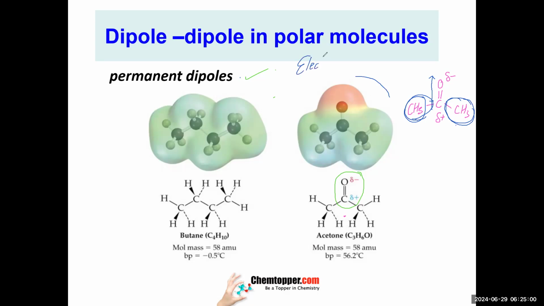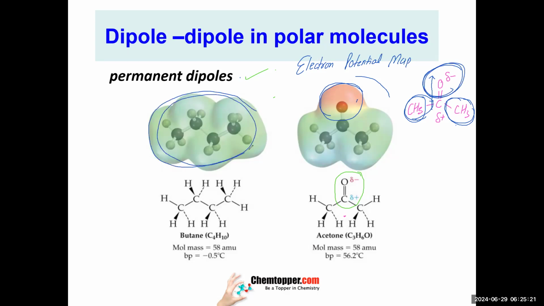And the molecule will appear, these are called electron potential maps. Nowadays in the books, they show these kinds of maps. And what is the map showing you? That how the electron density is concentrated here, the one with delta minus. Here, the electron density is uniformly spread out. So this has only a temporary dipole, but this one has a permanent dipole.